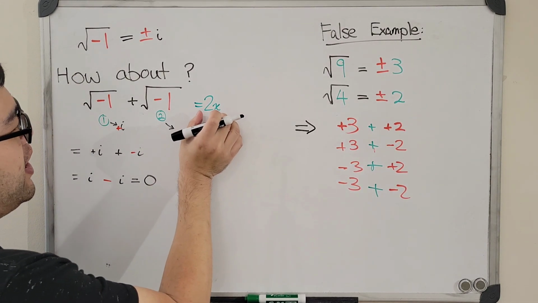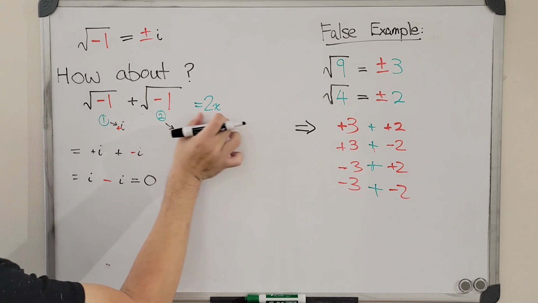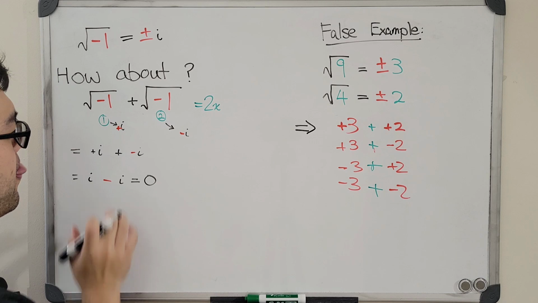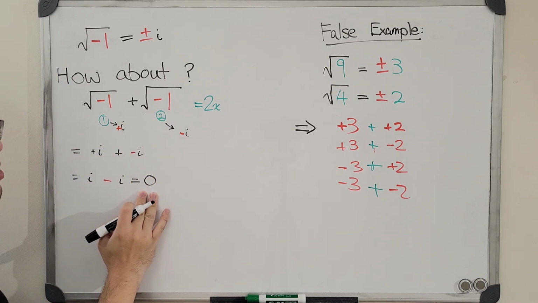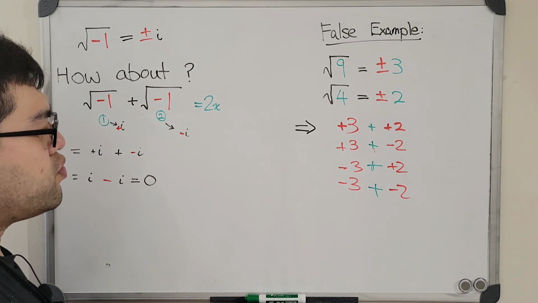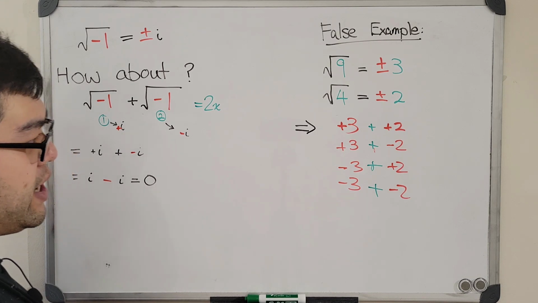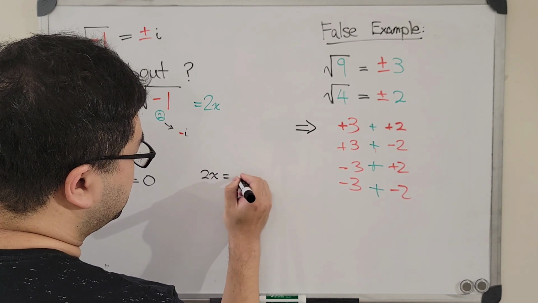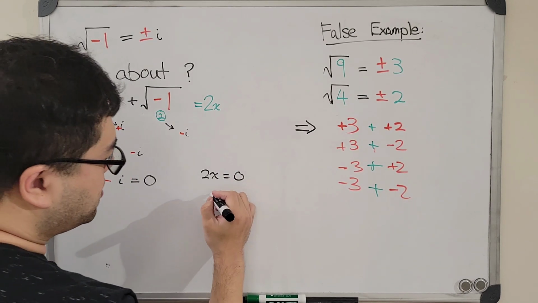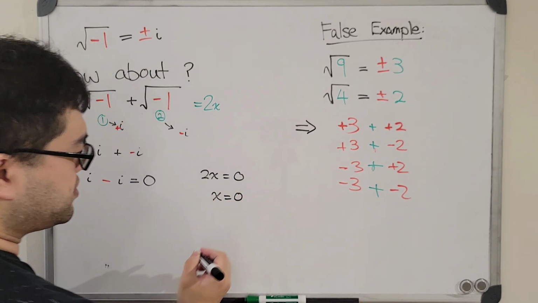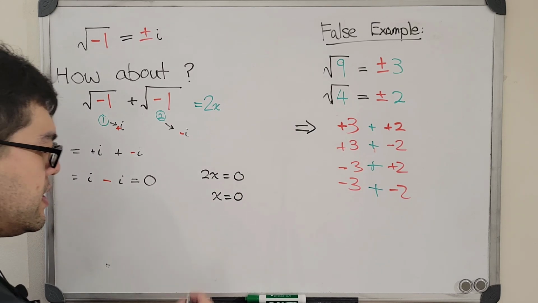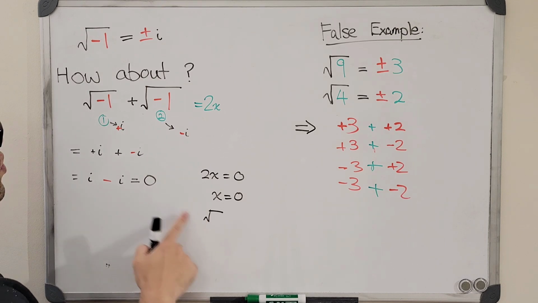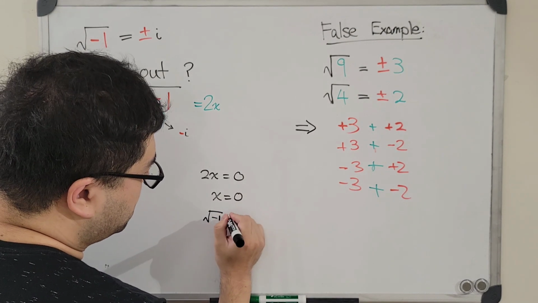So if we have 2x, which is equal to the expressions that we started off with, which ends up with 0. Since 2 is not 0, we can actually divide by 2, meaning that we now have 2x is equal to 0, and as we divide by 2, we end up with x is equal to 0. What does that mean? It means that our expression x, which is square root of -1, is equal to 0.